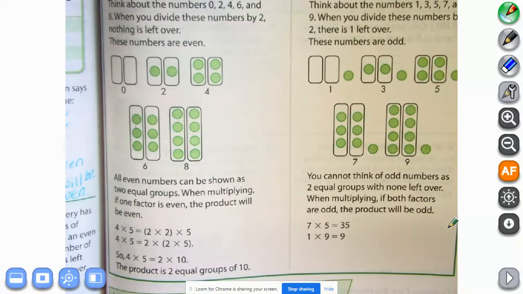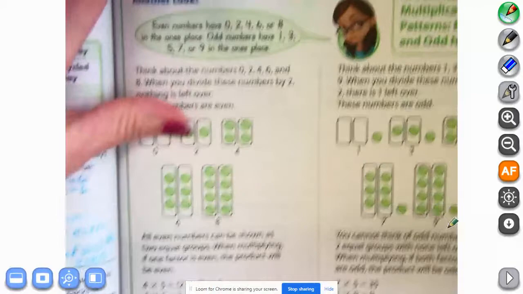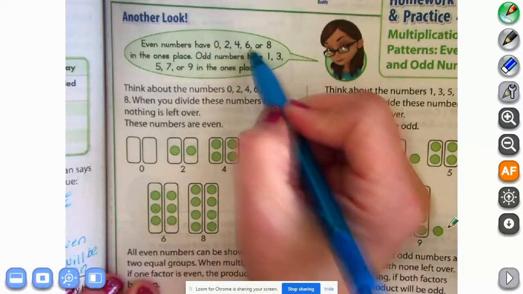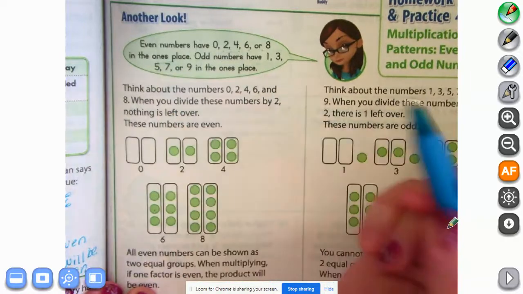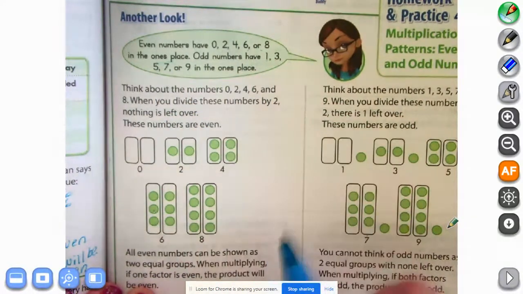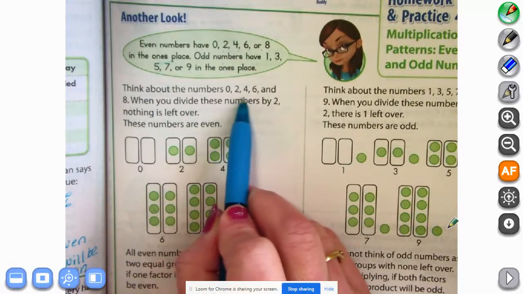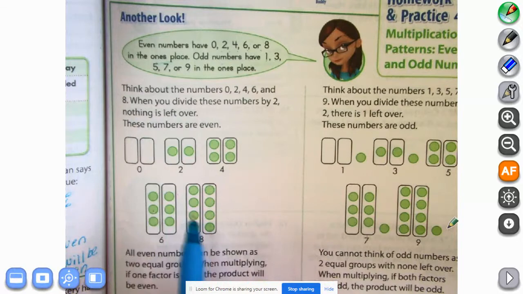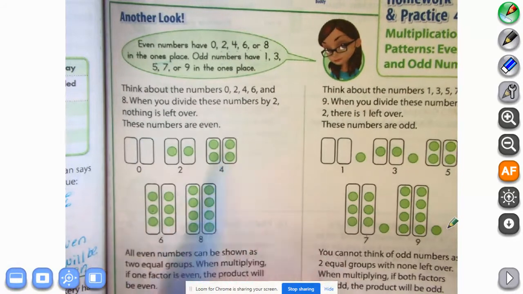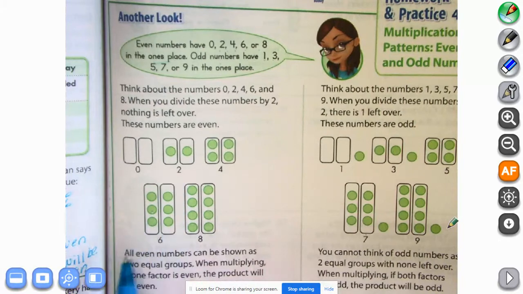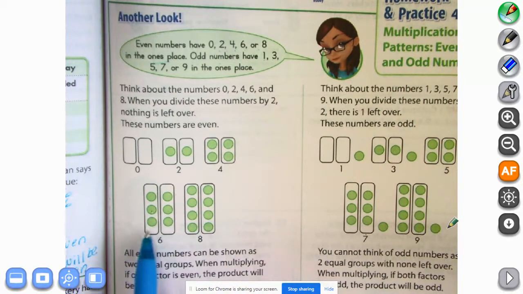Okay, it says, even numbers have 0, 2, 4, 6, or 8 in the ones place. Odd numbers have 1, 3, 5, 7, or 9 in the ones place. Think about the numbers 0, 2, 4, 6, and 8. When you divide these numbers by 2, nothing is left over. These numbers are even. So 0 and 0, that's even. 2 and 2, 4 and 4, 6 and 6, 8 and 8.